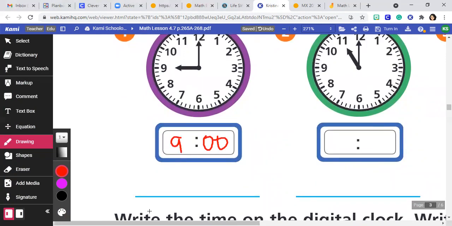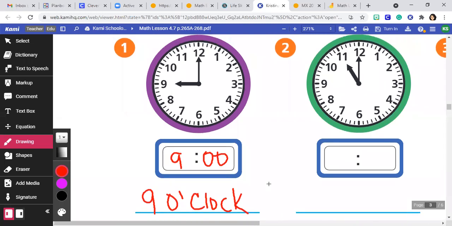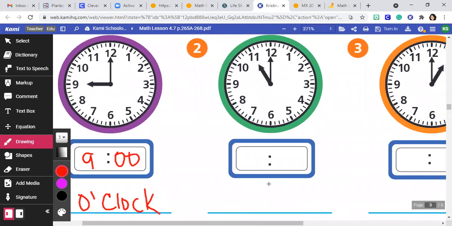Let's take a minute here to write that down. Okay, and so you can see that I wrote 9 o'clock. And that's one way that we are going to write this time. Let's take a look at number 2.